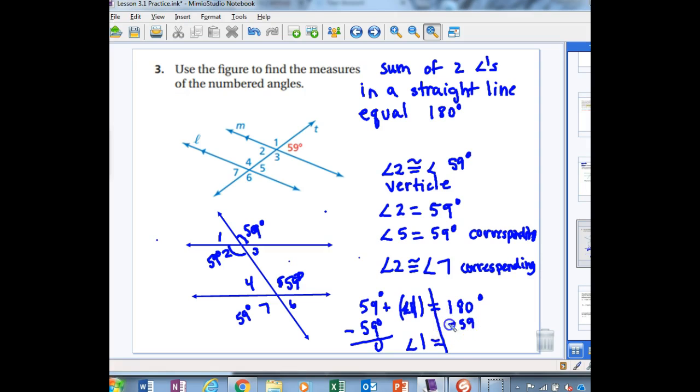Why don't you just tell me I'm going to subtract 59 from both sides? Okay. Much easier? So what's my answer then? Your answer is going to be 21. So that means that the measurement of angle 1 is going to be 121 degrees. Can you tell me the measure of angle 3 now? What's the measure of angle 3 going to be?